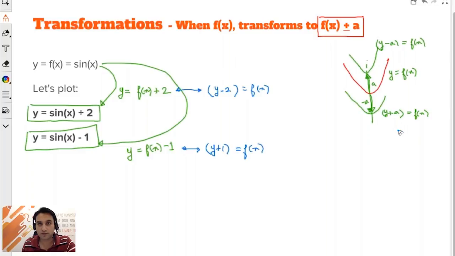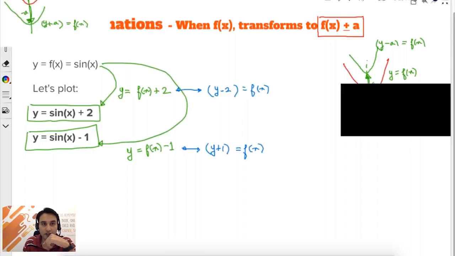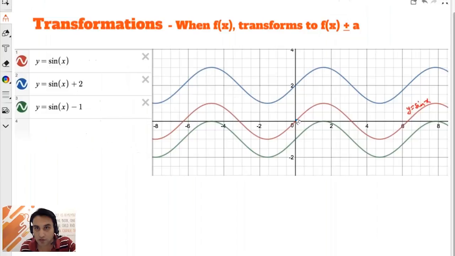Let me know if you're facing any doubt here. Red one is your y equal to sine x. The entire graph has been shifted up. So what was 1 now moved to 3, what was 0 moved to 2, and what was minus 1 moved to 1. So this is our graph. Which graph is this? This is y is equal to sine of x plus 2.